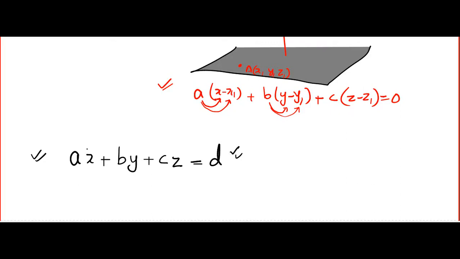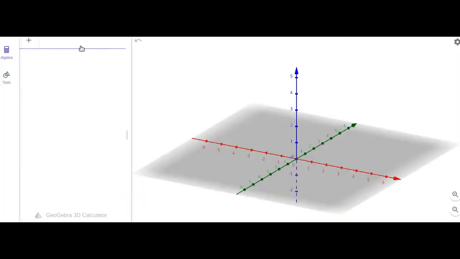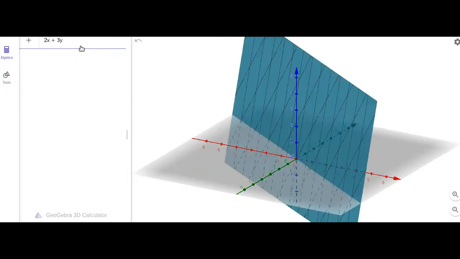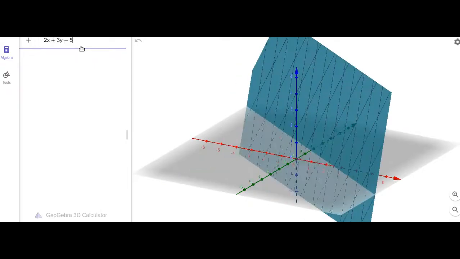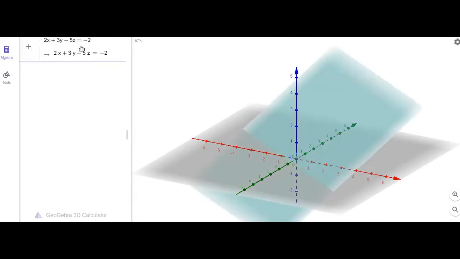So remember, a linear equation, a first degree equation in x, y and z will always represent a plane. If you want to confirm it, I'll draw it for you. So look at this. I'm going to write 2x plus 3y minus 5z is equal to some number randomly. Okay, minus 3, minus 2. Okay, look at the graph. Isn't it a plane?